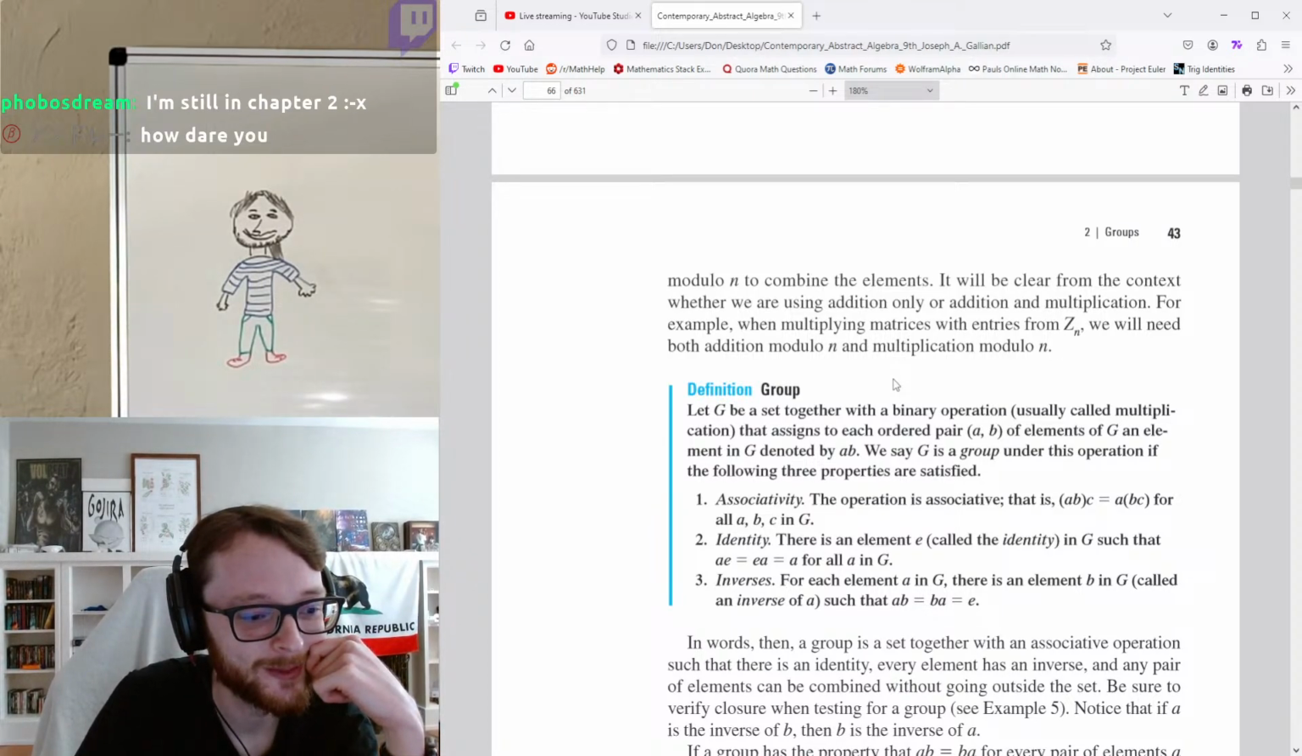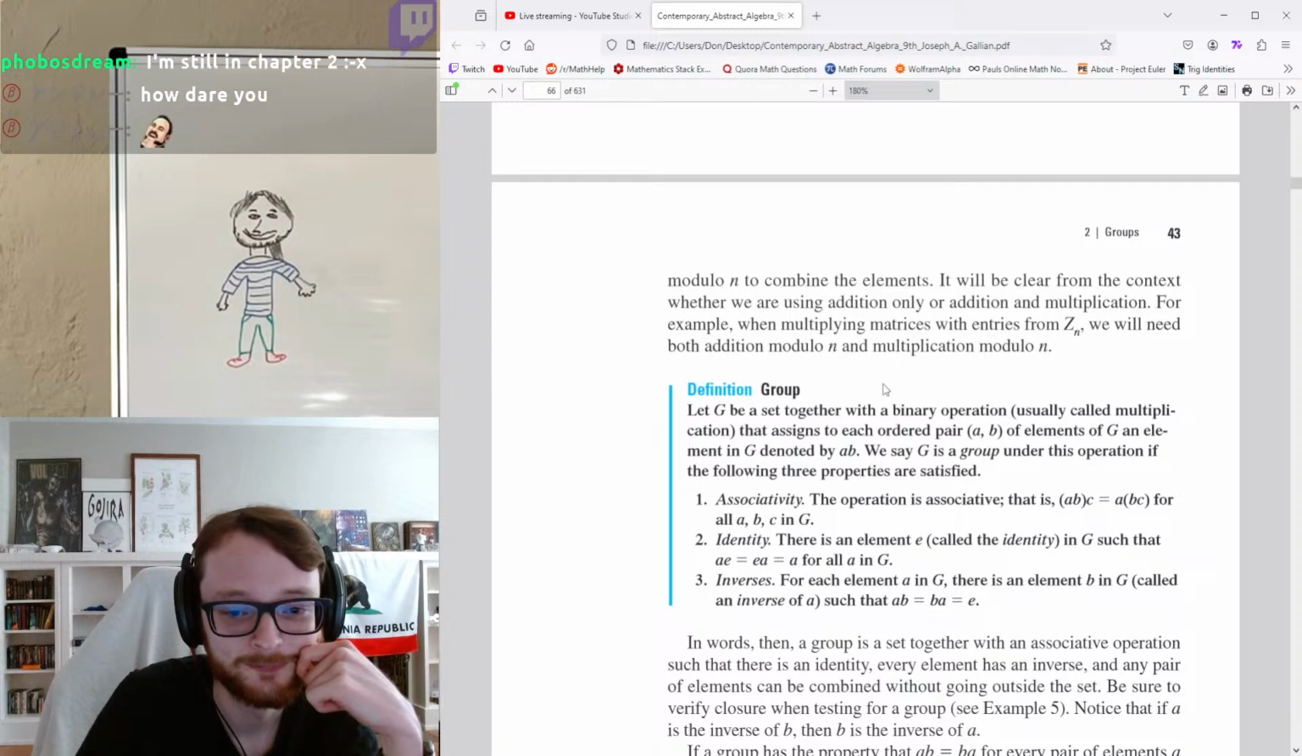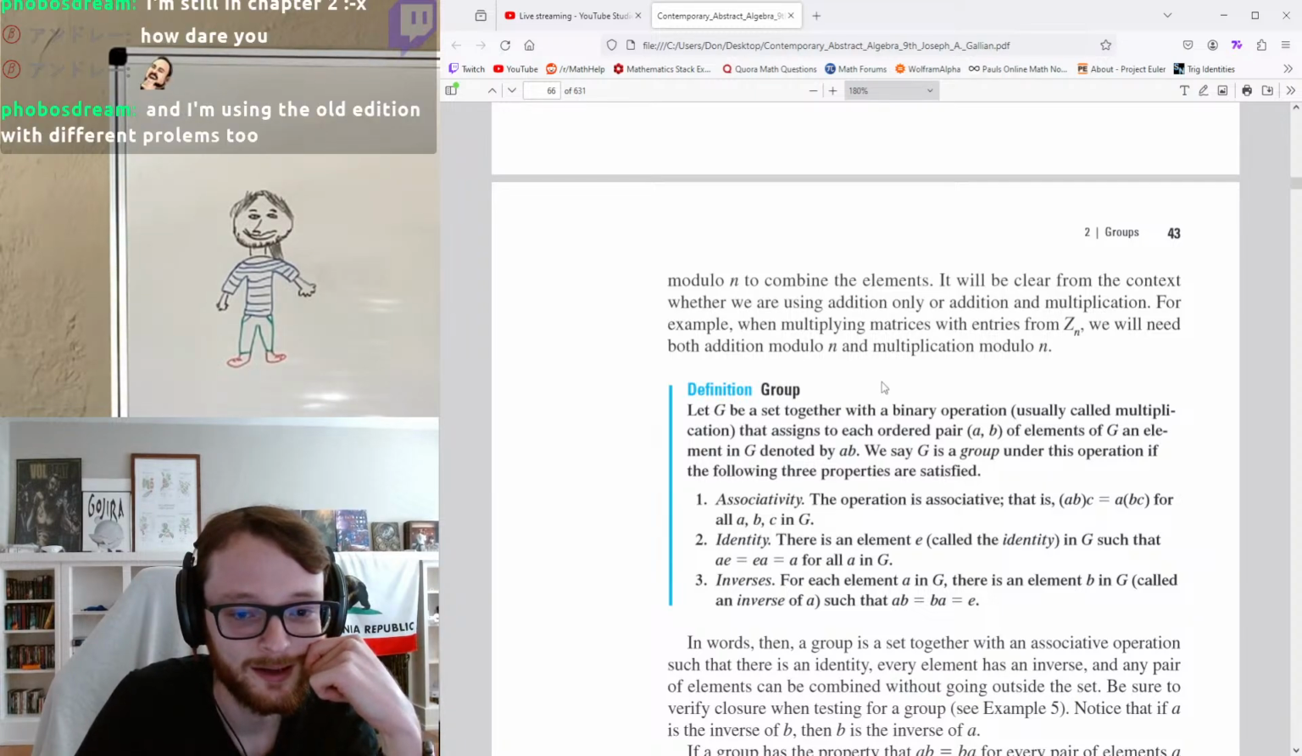Still in chapter 2, using the old edition with different problems. Oh. I wasn't really paying attention when Penn Center was doing the last algebra stream. I believe he got all the way through chapter 2 problems he wanted to do, and then started reading chapter 3.